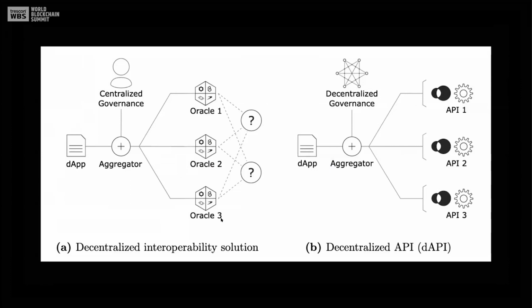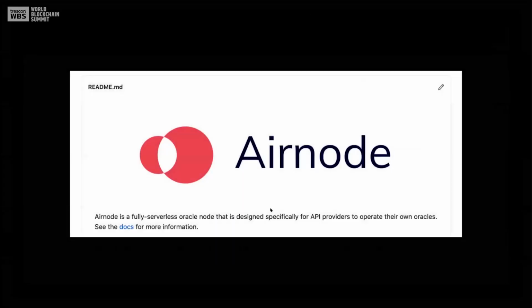Or you might be wondering, why would a traditional API provider even operate one of these Oracle nodes and even participate in the blockchain space? Well, we actually go through that very, very long-windedly in the white paper, but I can't get into all those details now. But I will say one main feature of our solution is something called Airnode.